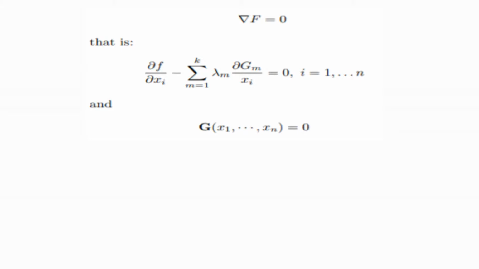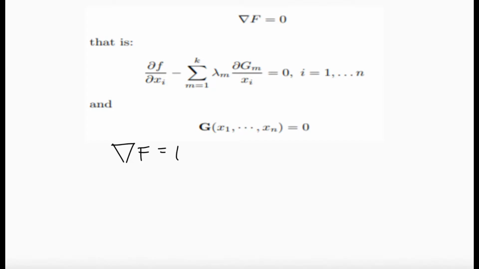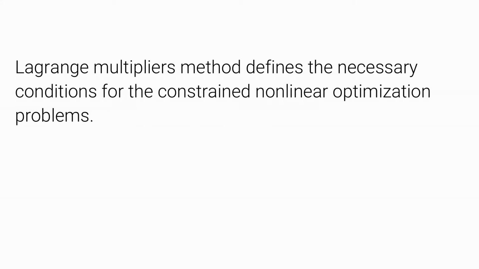The variable vector lambda equals lambda sub 1 to lambda sub k, and these are called Lagrange multipliers. The extreme points of f and the Lagrange multipliers lambda satisfy the gradient of L equal to 0. The Lagrange multipliers method defines the necessary conditions for constrained nonlinear optimization problems.